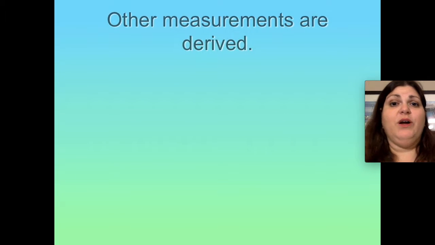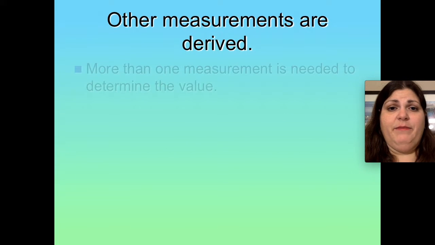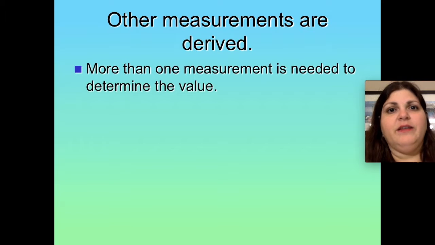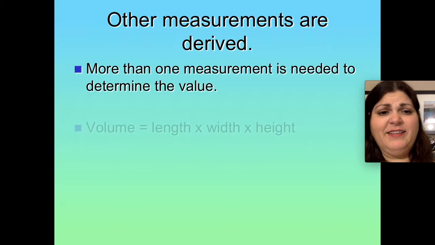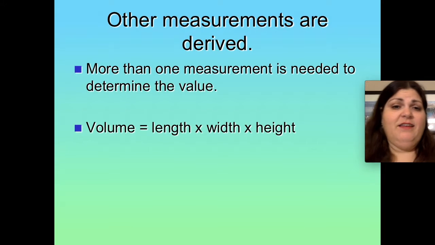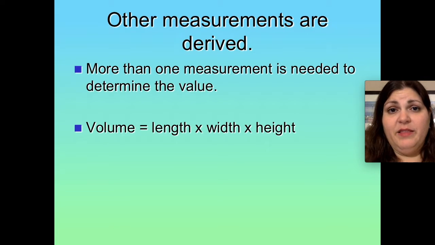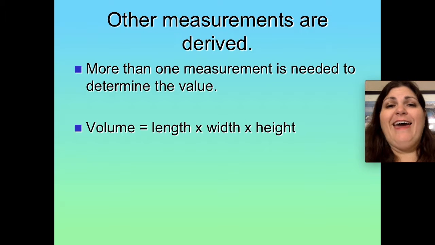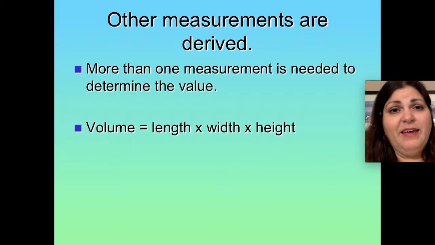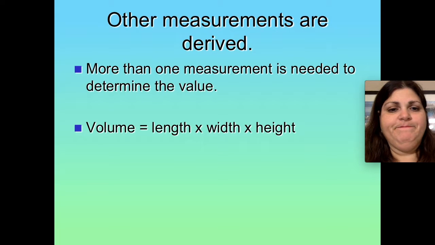In science, of course, we also calculate a lot of measurements. So in 8th grade, you did a lot with density. To calculate density, you need mass and volume. Some volume we can measure directly with a liter. Other volumes, like that of a cube, we need to measure and then calculate. So length times width times height would be a derived unit.